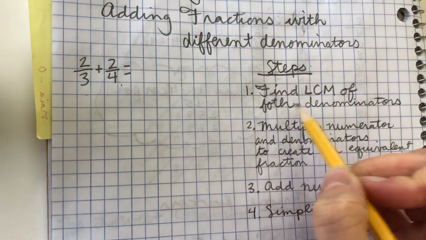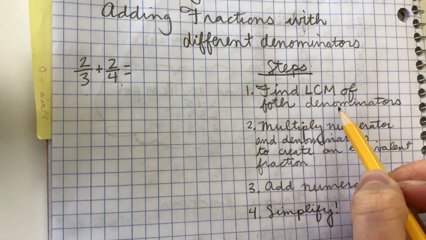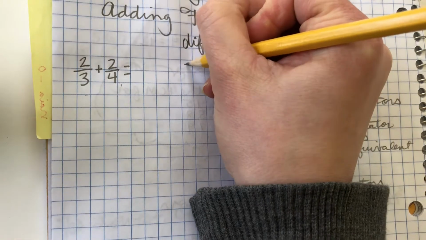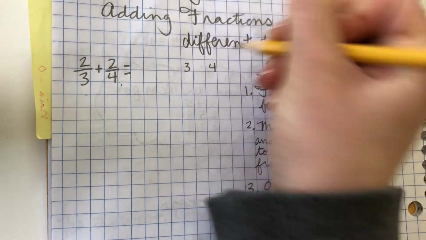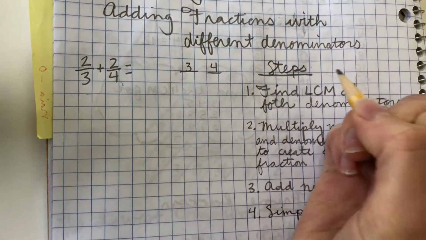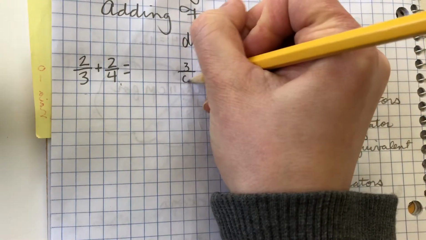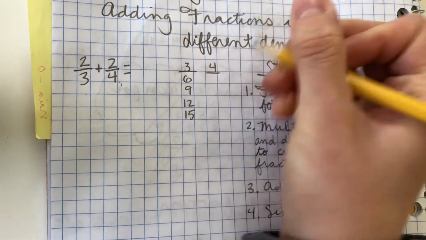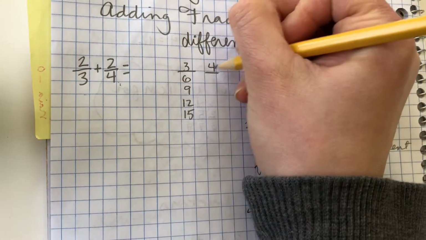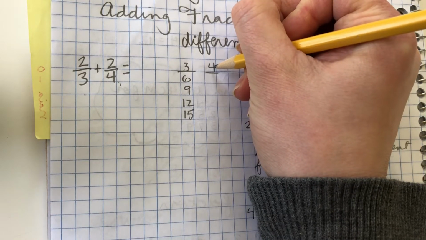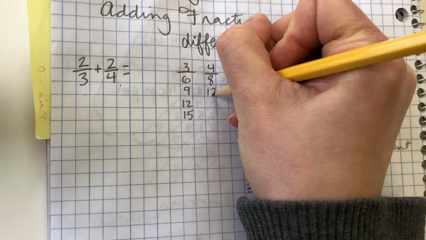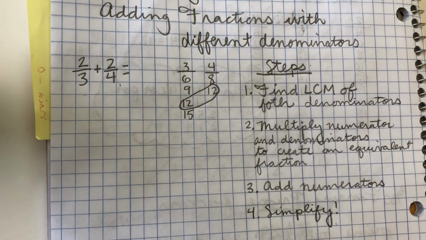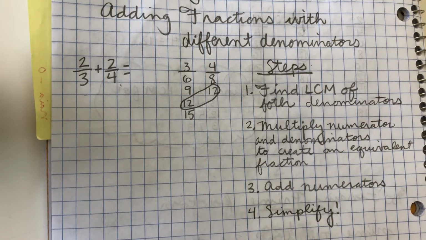So step one is to find the lowest common multiple of both denominators. If I use my strategy for lowest common multiple that I shared, I can list out the multiples. So 3, 6, 9, 12, 15. I can keep going, but I know where this is going. And then I do my multiples of 4: 4, 8, 12. Here we have our 12 as our lowest common multiple.